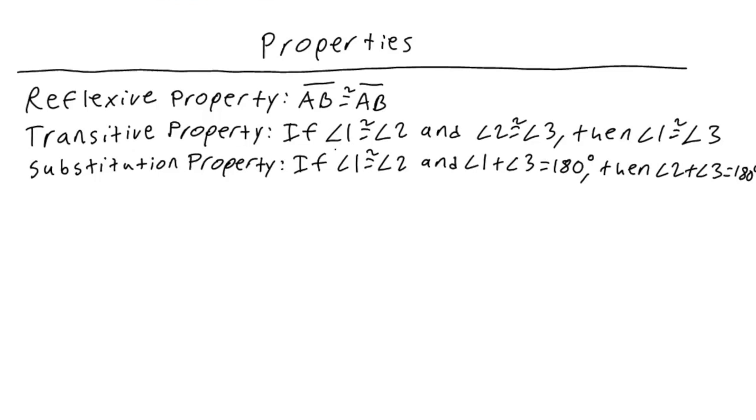Now you'll notice that these two, transitive and substitution, look very similar. Transitive is always used when you're dealing with only congruence, and substitution is always used when you're dealing with supplementary angles, such as this one where you're adding two angles and getting 180. So since they're supplementary, you'll deal with substitution instead of transitive.